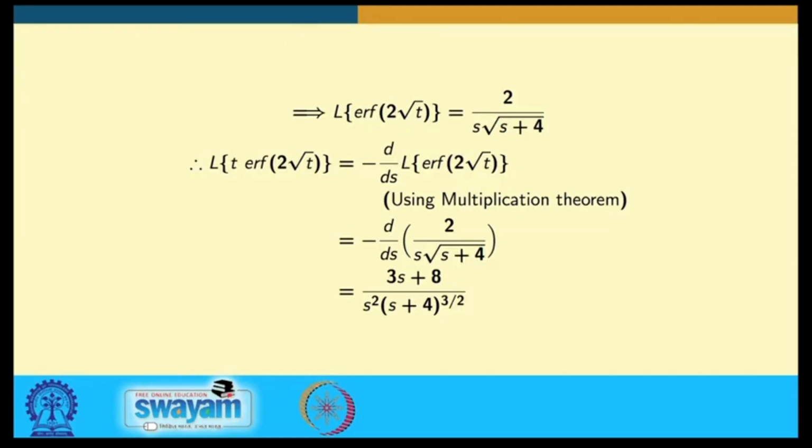In the last one, what did I obtain? I obtained the Laplace transform of erf of 2 root t. So, now I am finding the Laplace transform of t into erf of root t. This is nothing but minus d/ds of the Laplace transform of erf of 2 root t, which I know already. So, I am just substituting the value, and if I make the differentiation, I will obtain the result as 3s plus 8 divided by s square into (s plus 4) to the power 3 by 2.